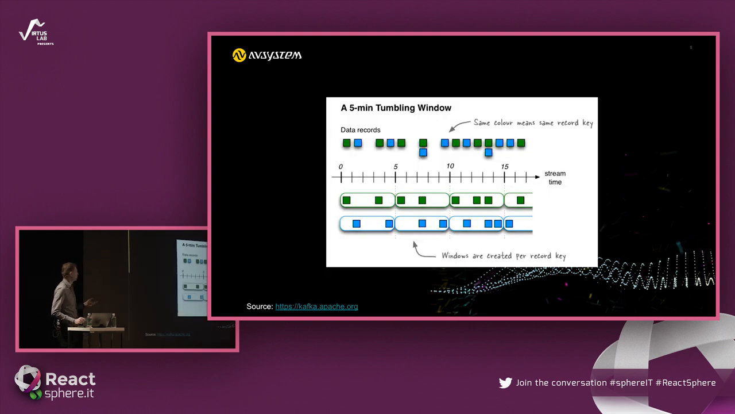So the first example is about a tumbling window. Here on the input, you can see two types of records. One type is colored green, and the second is blue. So you can imagine that those are two types of keys of these messages, and those are grouped into two streams and divided into 5 minute time windows.